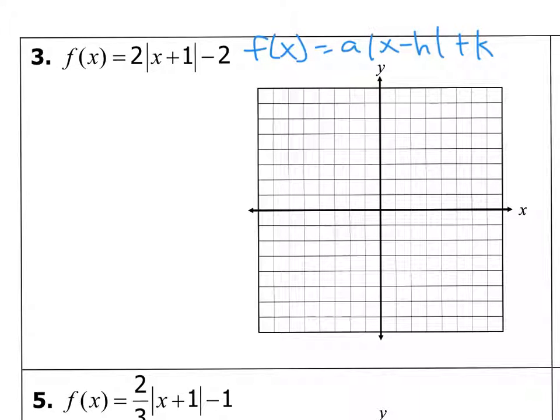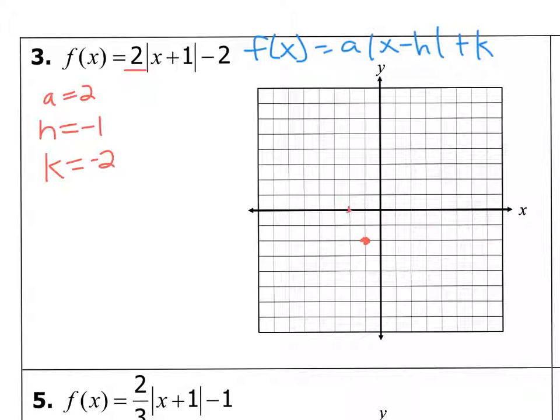Okay, so for example number 3, again, I've written out the vertex form so that we can see it. So we have A equals 2 in this case. And so we have H equals -1, and we have K equals -2. So we know that our vertex is at -1, -2. So it's right here. But we have a slope, because we're stretching it, we have a vertical stretch of 2. We're going to rise 2, run 1.